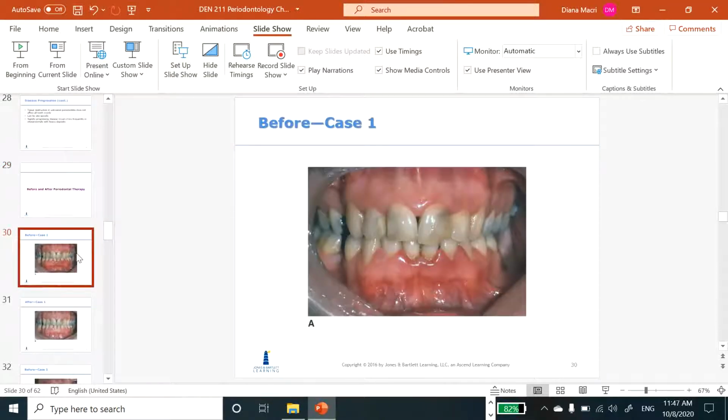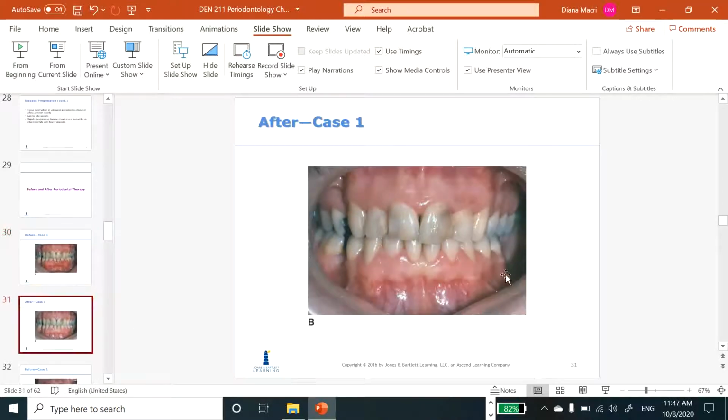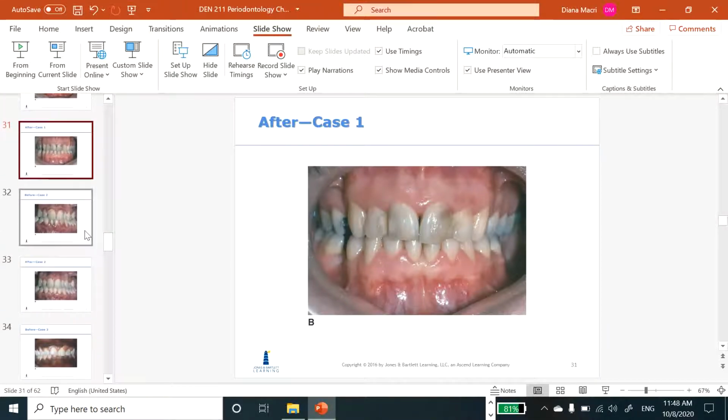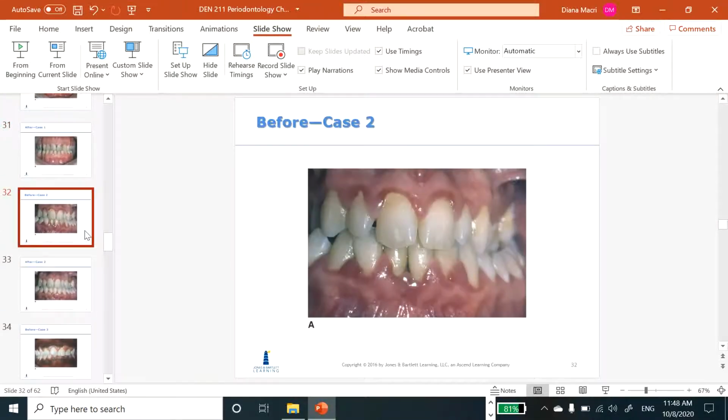So let's do some before and after periodontal therapy. This is before our first patient here, and of course you see all this inflammation. Not quite so bad here, but remember that we can't really just use a radiograph to tell us how bad the periodontal disease is. And this is afterwards, so for sure we see some nice healing after periodontal therapy. I'm not sure if these pictures are periodontal surgery or scaling and root planing. They don't tell us specifically.